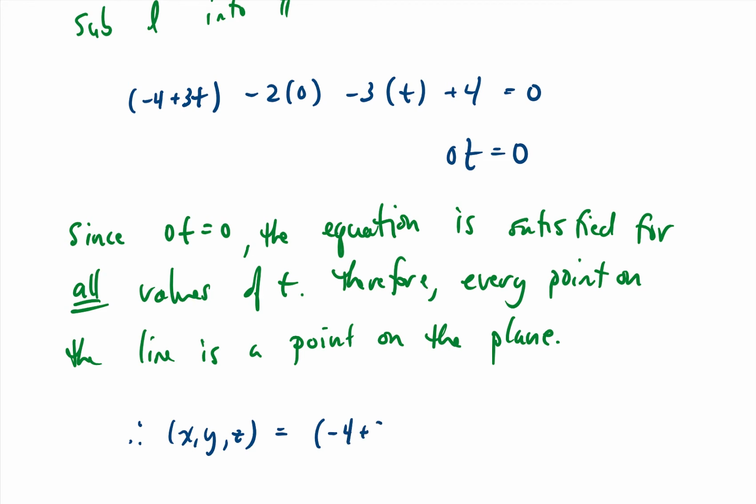So negative 4 plus 3t is our x. All our y values are 0, and all our z values are equal to t. And all we need to include is where t is any real number. So any t value we choose will be a point of intersection between this line and this plane.